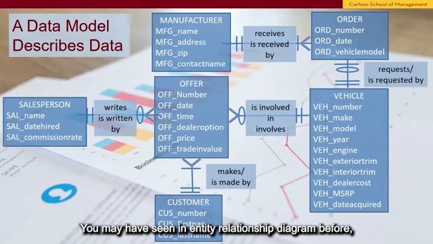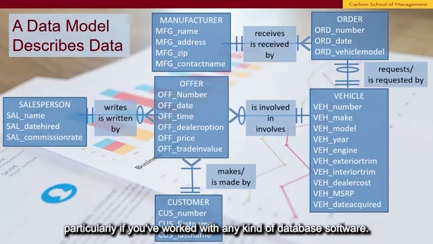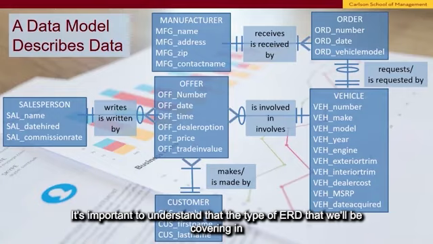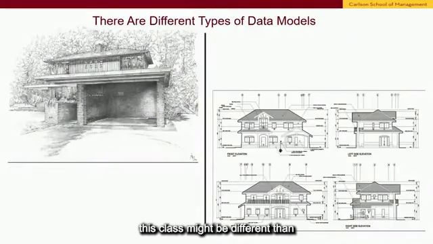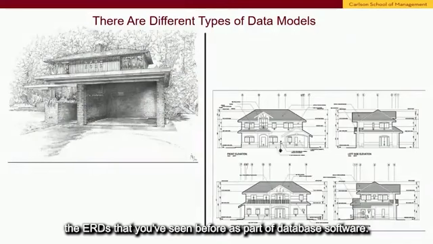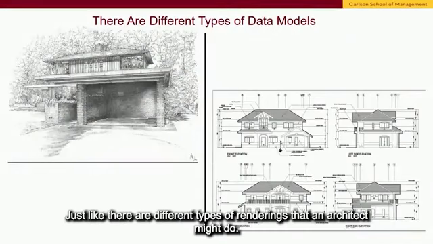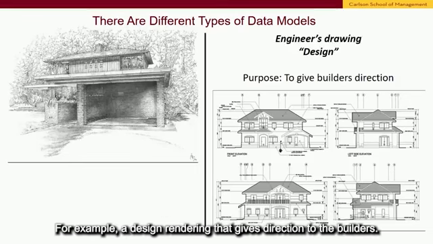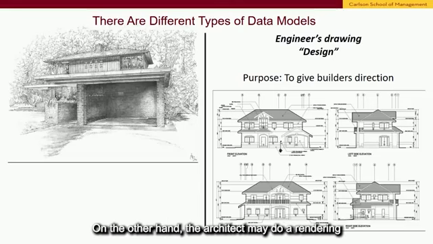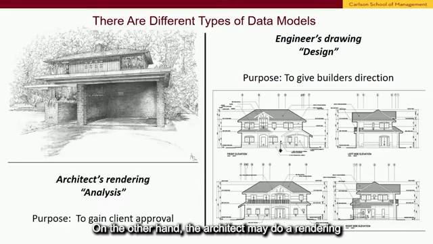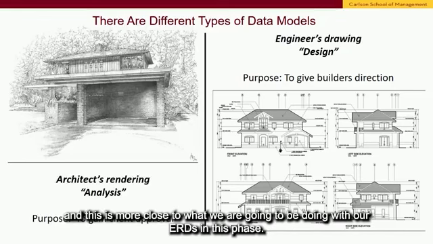You may have seen an entity relationship diagram before, particularly if you've worked with any kind of database software. It's important to understand that the type of ERD that we'll be covering in this class might be different than the ERDs that you've seen before as part of database software. Just like there are different types of renderings that an architect might do, for example, a design rendering that gives direction to the builders. This might include things such as where electrical conduits are, plumbing, and so on. On the other hand, the architect may do a rendering, and this is more close to what we're going to be doing with our ERDs in this phase.